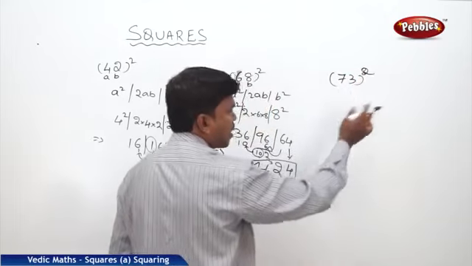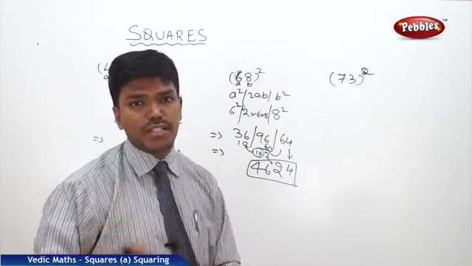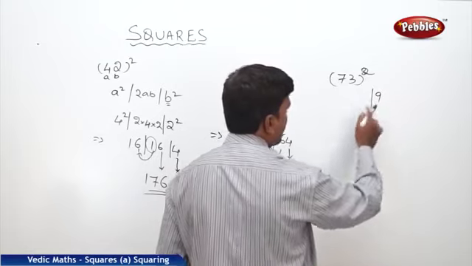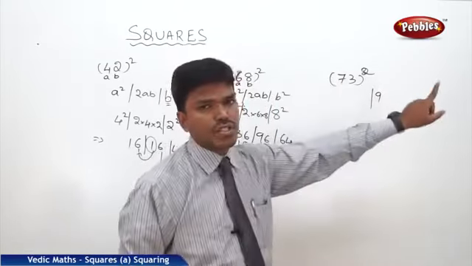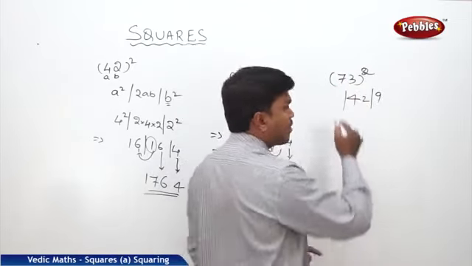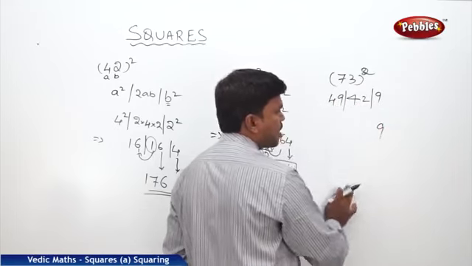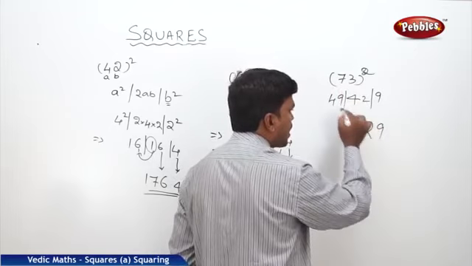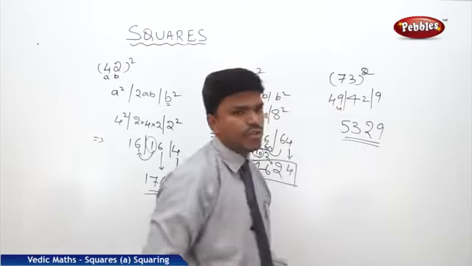One more example. I want to calculate 73 square. Start from the right side. This time I won't tell you the formula, and I will put the direct steps. B square means 9. 2AB: 2 7s are 14, 14 3s are 42. A square means 7 square, 49. Start balancing. There is only one digit, so drop it as it is. In this part there are two digits, so drop the ones place and carry the remaining. 49 plus 4 is 53. So what is my answer? 5329.